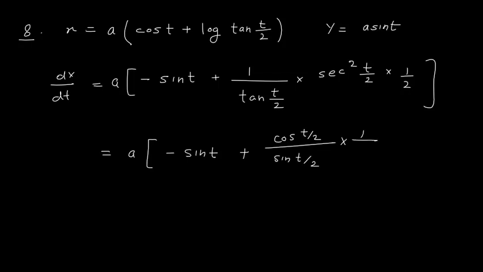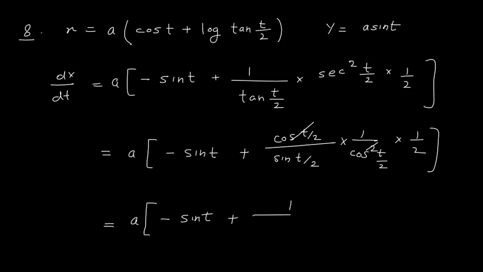This sec square is 1 upon cos square t by 2, and then we have 1 by 2. Now this cos t by 2 and this power will cancel, and here we will get a into minus sin t plus 1 upon 2 into sin t by 2 into cos t by 2. Okay, so this is dx upon dt.